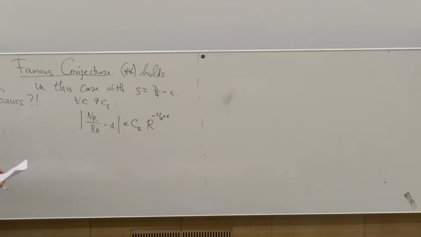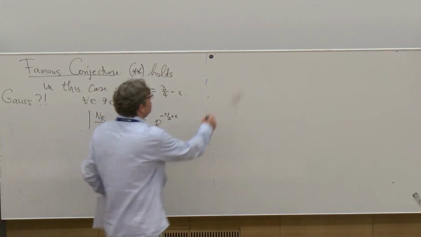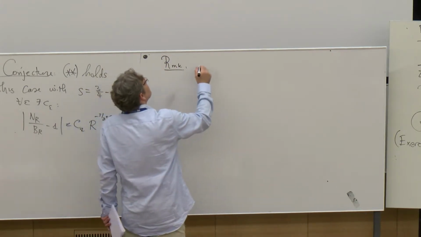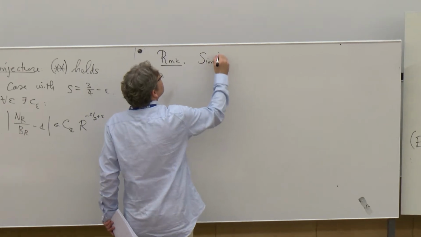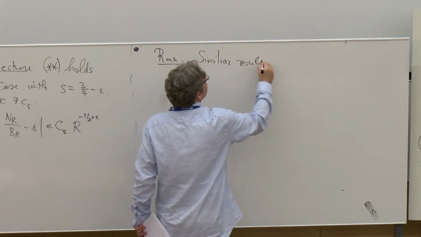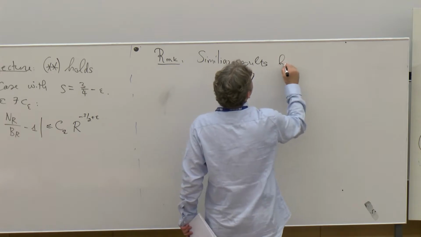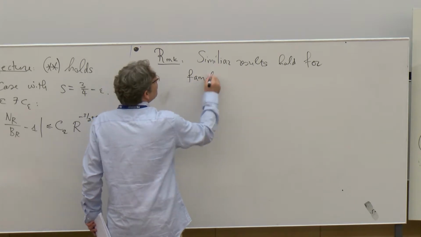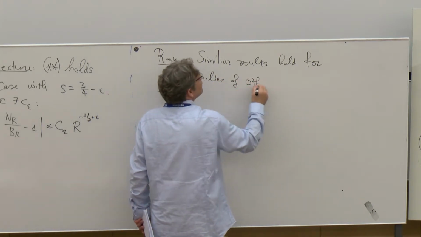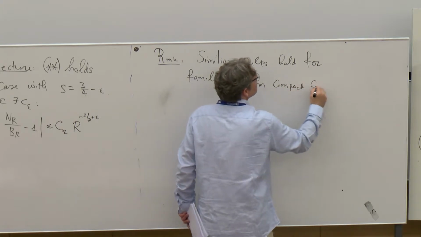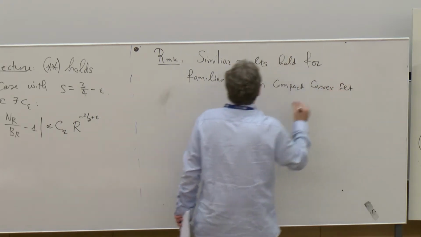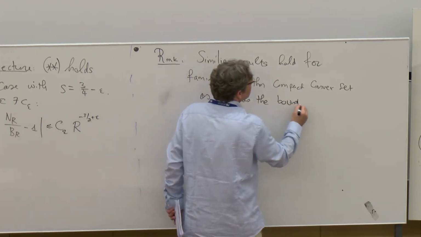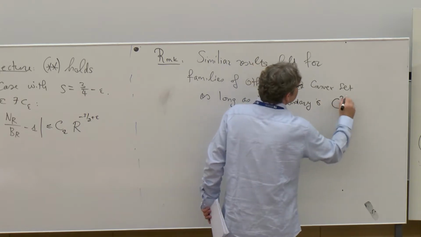So I'm not going to talk about that, but here is a remark which might reveal the kind of problems we are facing. Similar results to that of Gauss hold for families of convex sets, of other compact convex sets, as long as the boundary is nice, say C2 or something like that.